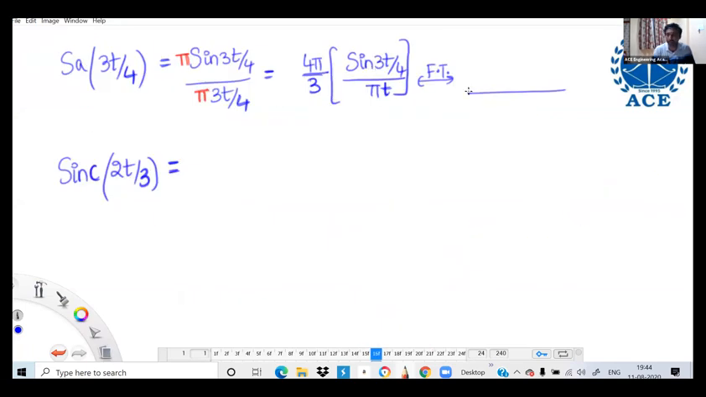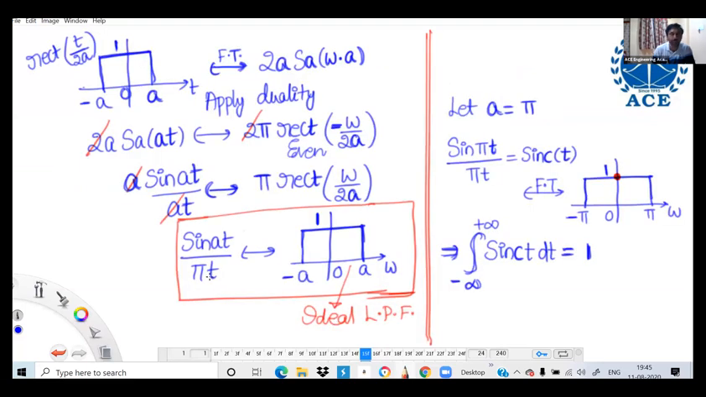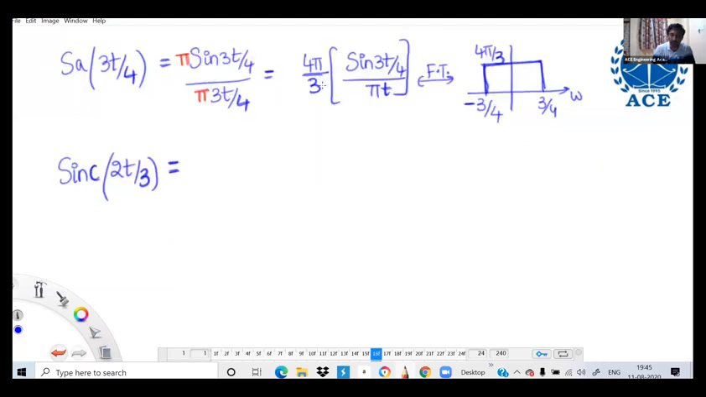What is A number, sir? So it is a rectangle that covers from minus 3 by 4 to 3 by 4 with amplitude of 4 pi by 3. If you take one, gone. Do the required adjustment. It must be converted to which style? Sin At by pi t. Anything that is adjusted extra becomes the amplitude of the rectangle. Good. Very good.